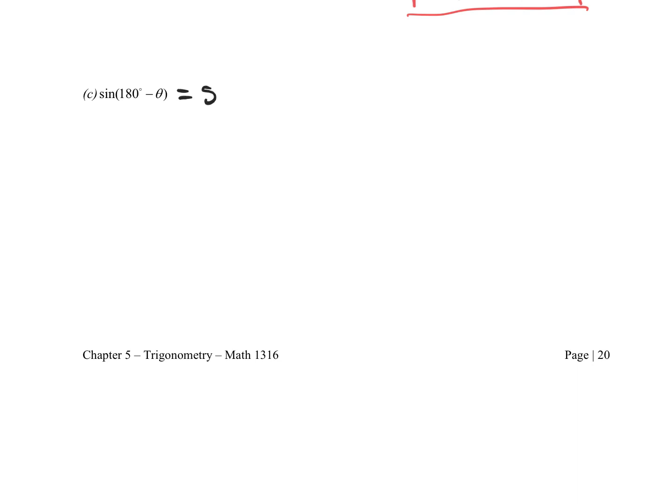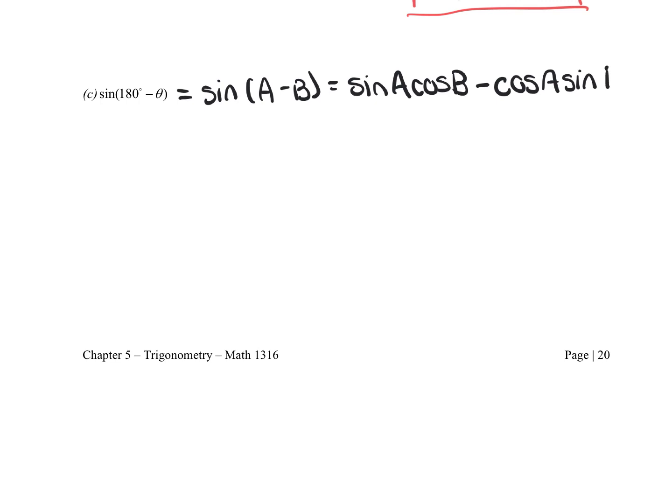This is sine of A minus B, sine A cosine B minus cosine A sine of B. A is my 180, B is my theta. So I get sine of 180 degrees, cosine of theta, minus cosine of 180 degrees, sine of beta.